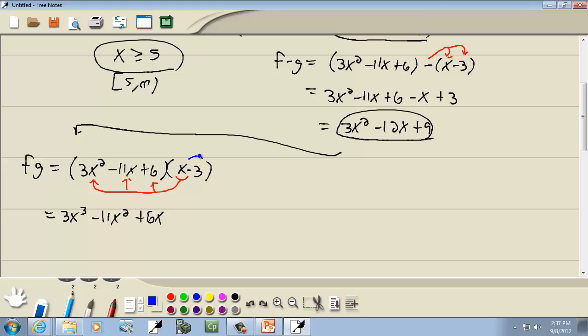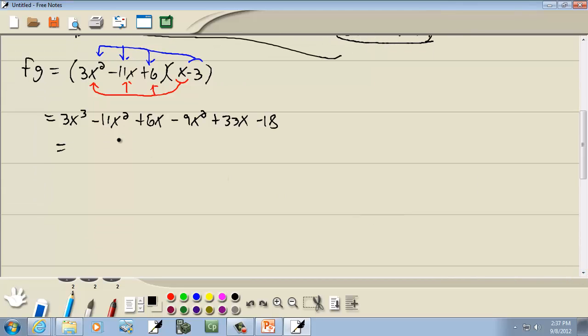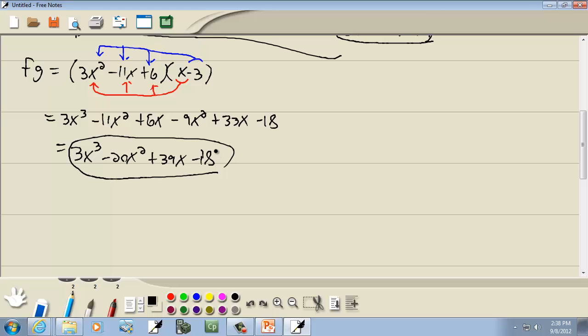And then we're going to take the second term over here, the negative 3, and we'll multiply it times all three terms over here. Well, negative 3 times 3x squared gives us negative 9x squared. Negative 3 times negative 11x is positive 33x. Negative 3 times 6 is negative 18. Then we want to combine together like terms. So I got 3x to the third. Negative 11x squared, negative 9x squared is negative 20x squared. 6x plus 33x gives us 39x. And then a minus 18. And that'd be our answer.